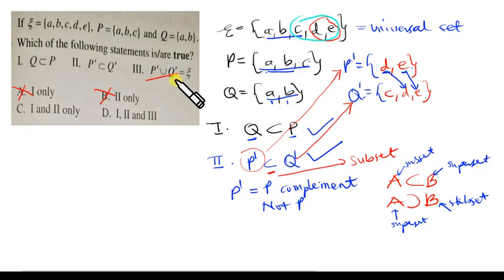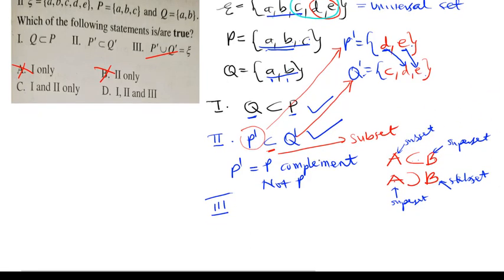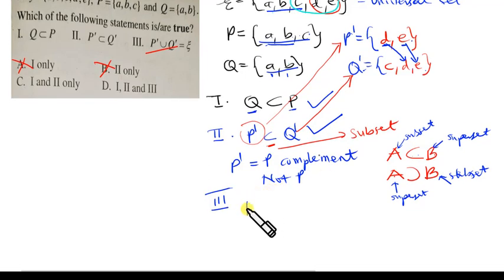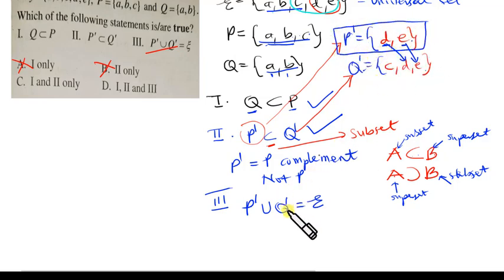So we have III here. Let me write it here, III. It also says P complement union Q complement is equal to epsilon, that is the universal set. Is this also true? All right, I know P complement. So where is P complement? I have it here. There is P complement, that is D, E, and I have Q complement also here.